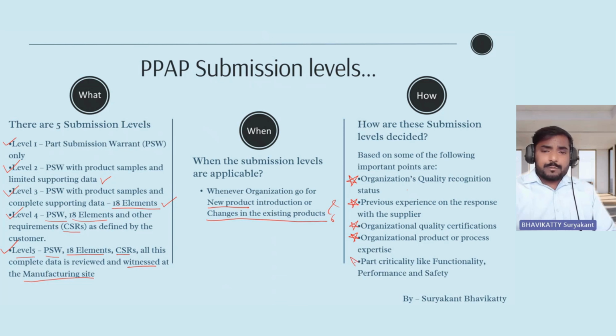And the final point is part criticality. If the part is related to the braking system or engine related components, then finally you have to go for level 5, because you cannot compromise on this particular point. So in this condition, you have to check the criticality of the component. This is very, very important. Whether this component's performance is going to impact the overall functionality, safety, or the overall vehicle performance, right? So this is how you can check and take a decision on which level needs to be decided for the particular supplier.